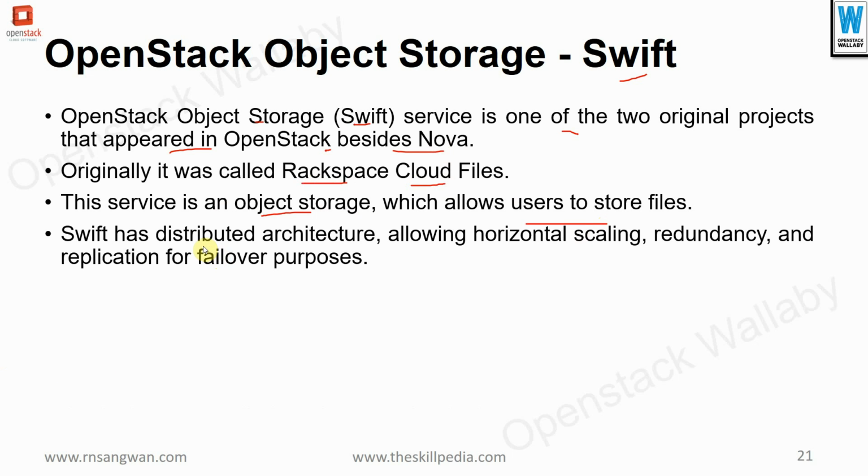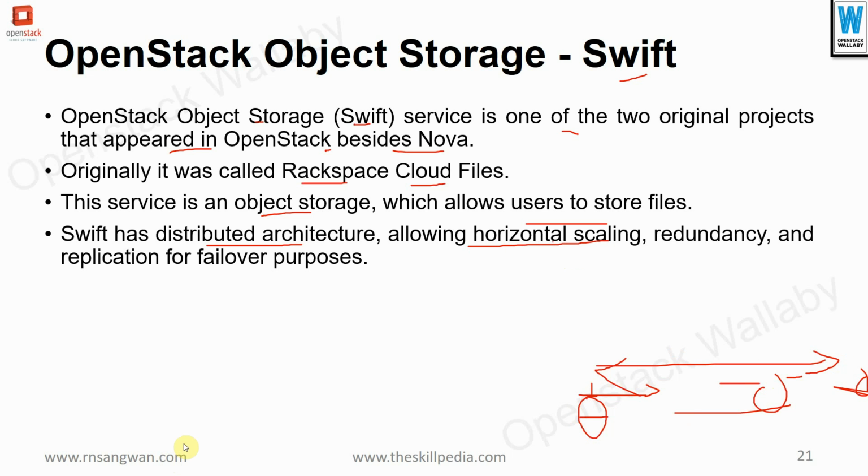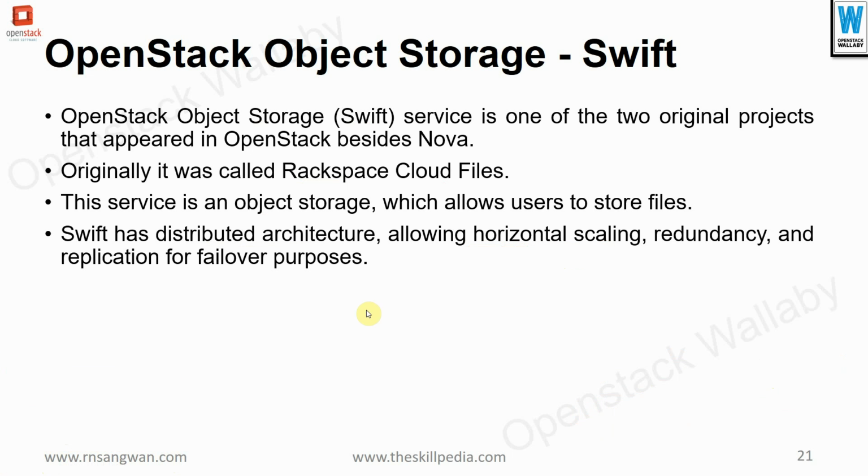The Swift object storage has a distributed architecture allowing horizontal scaling. Horizontal scaling, as I said, is adding more cats. One cat converted to 100 cats. So one virtual machine, one physical machine, one data store, adding more data stores, more physical machines. So you get the scalability. You get more number of instances. So it allows that scalability, redundancy, that is the duplication of the data, so that if one goes down, your data is still available intact, and replication for failover purposes. These are all built-in support. You don't have to do anything manually. I'm talking about redundancy and failover.